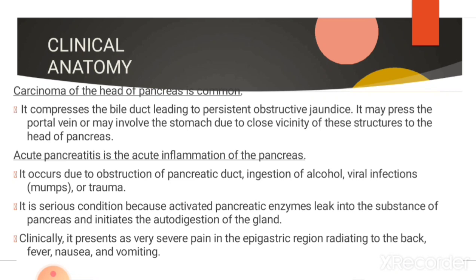Second is pancreatitis. Acute pancreatitis is the acute inflammation of the pancreas. It occurs due to obstruction of the pancreatic duct, ingestion of alcohol, viral infection, or trauma. It is a serious condition because activated pancreatic enzymes leak into the substance of the pancreas and initiate autodigestion of the gland. Clinically, it presents with very severe pain in the epigastric region radiating to the back, fever, nausea, and vomiting.